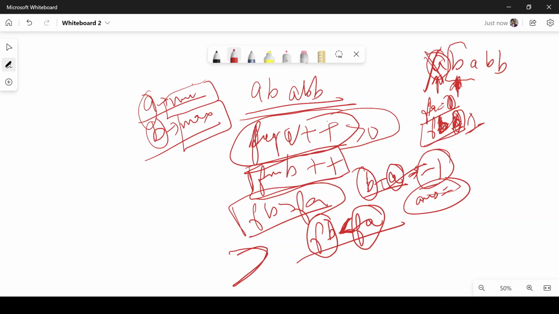Then again we come to the third part. The count of a is incremented. Now we again find the difference. It comes out to be 0 and we are good to go. We can update our answer if we want.